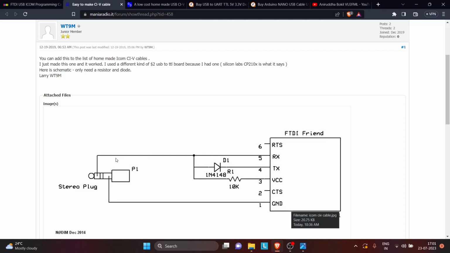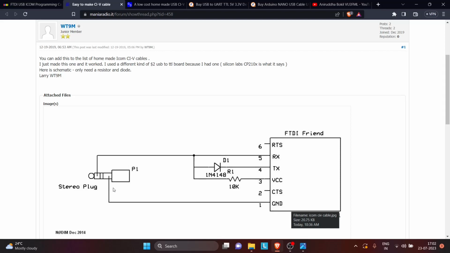The RX goes to the tip of the stereo plug and the ground connects to the sleeve. Now, Icom recommends to use a mono plug. That is all that is required for the CI-V interface. But stereo plugs are very easily available. We just don't connect anything to the ring. This is the tip, the ring, and the sleeve. So we don't connect anything to the middle pin. Now, make sure that you use a shielded cable for this. The shield gets connected to the ground on both ends.